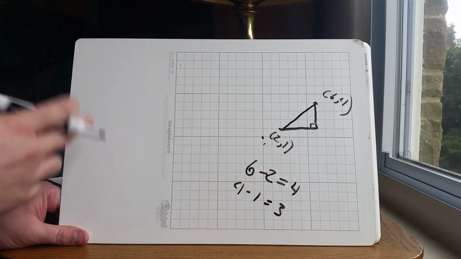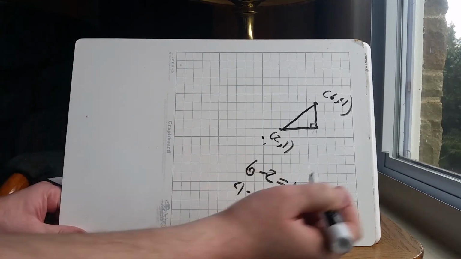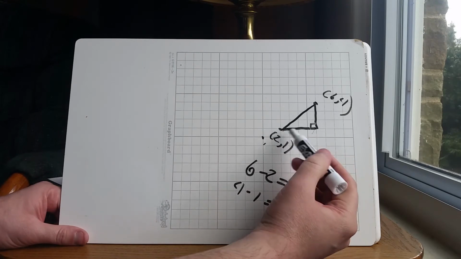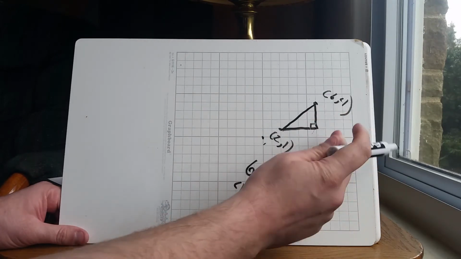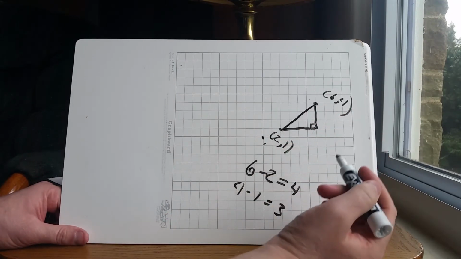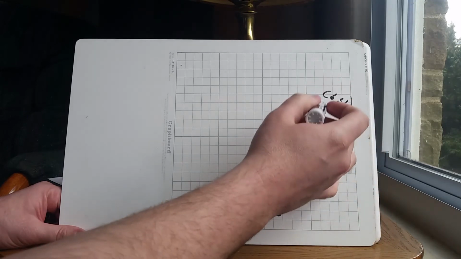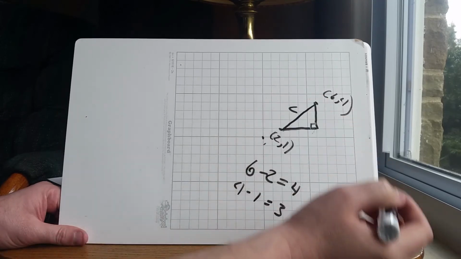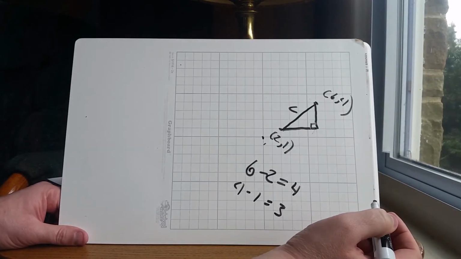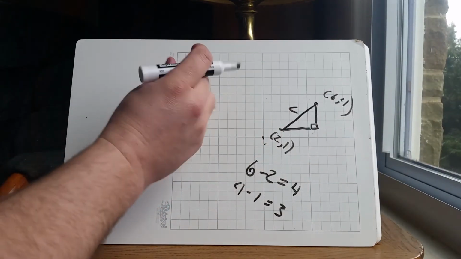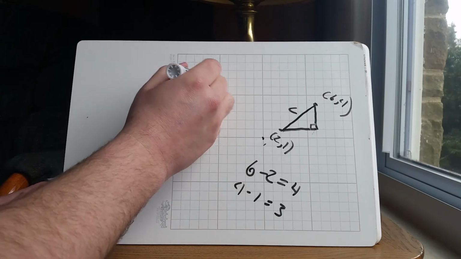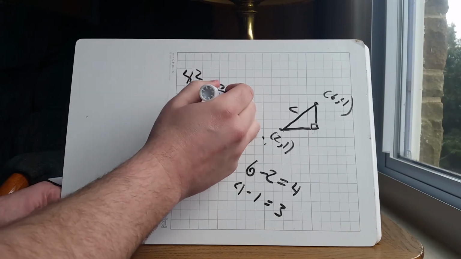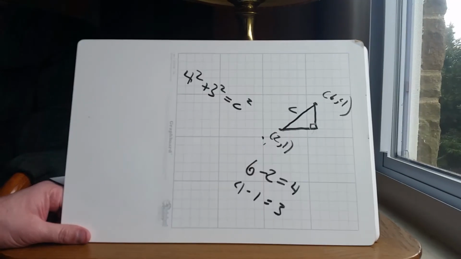Now, how do I use the Pythagorean theorem here? Well, my x's difference, my y's difference, those are the two legs of the right triangle, and the distance between the 2 points, straight line distance, is my hypotenuse. So if I take my 4 squared and add my 3 squared, that should be hypotenuse squared.